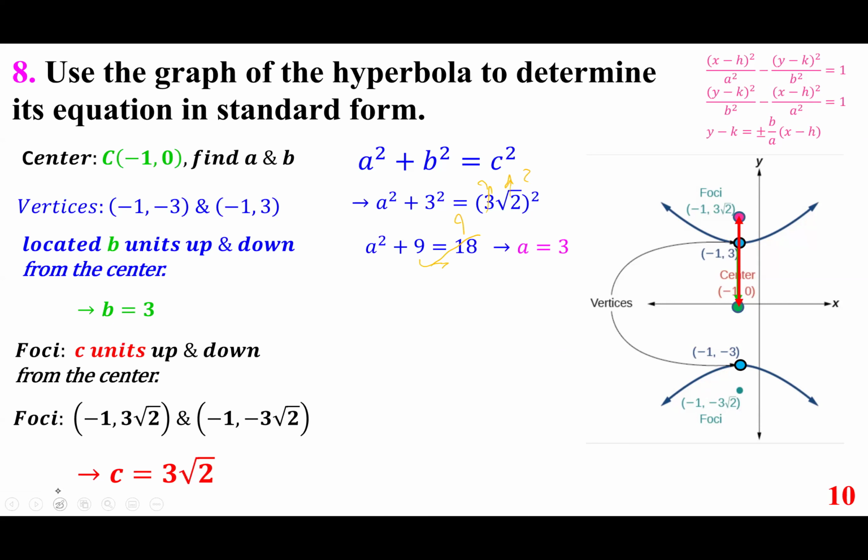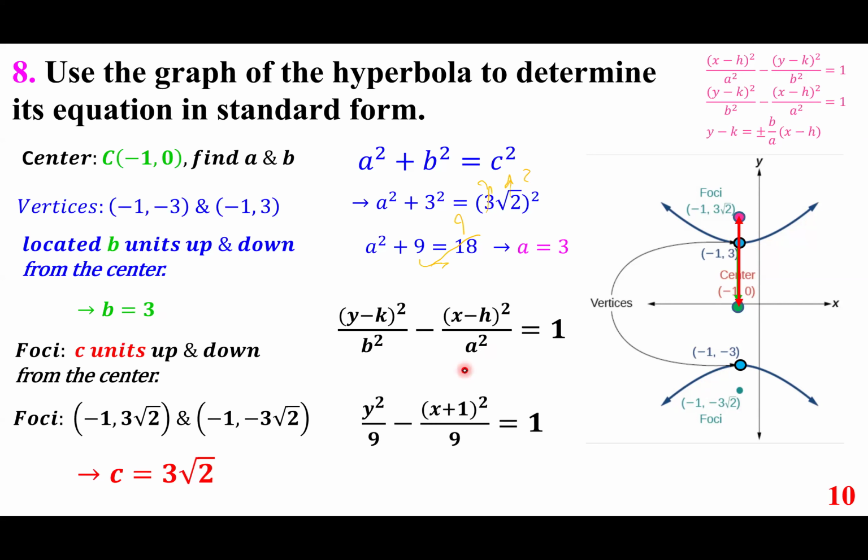Now, which formula are we using? This one or this one? Because it opens up and down, we use this one. That means the coefficient of y must be positive. And y minus k, that means y minus 0, or simply y squared. x minus h, that means (x plus 1) quantity squared. b and a are identical. a is 3, so b is 3, so both of them are 9, because we are squaring it.